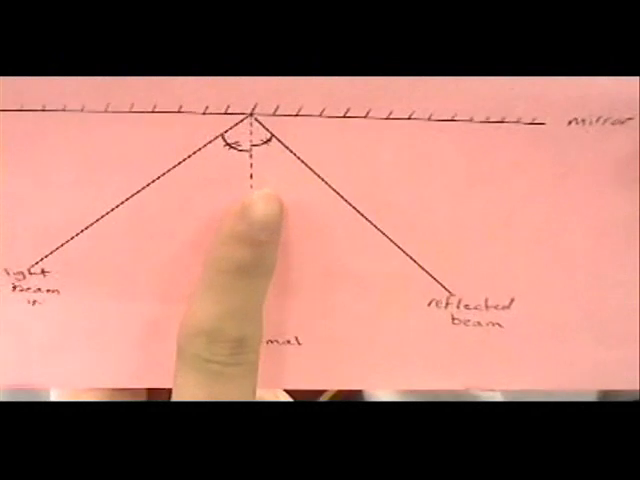This is called the law of reflection. This shows how the light reflects at the same angle. So this angle is the same as this angle.